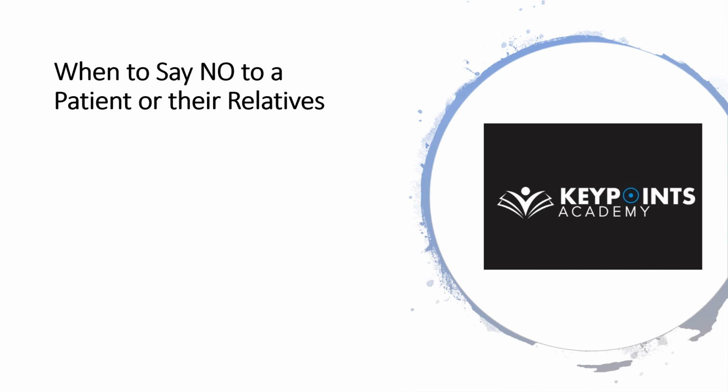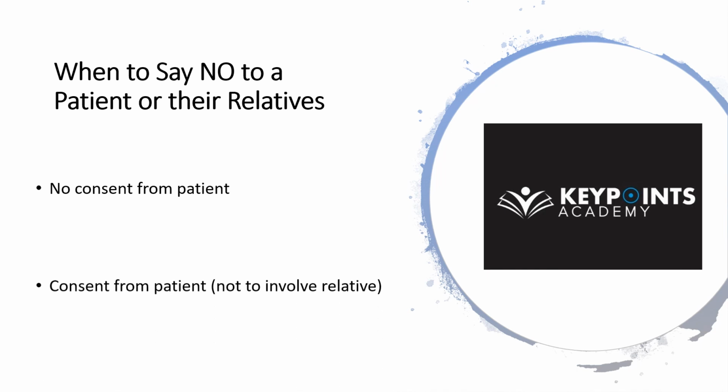Now, when do you say no to a patient or their relatives? There are times when we may hear certain requests from certain patients or relatives, and we'll just have to say no. When do you say no? When there is no consent from the patient to divulge their information. So if a patient has not given consent for us to discuss their clinical situation with their husband, wife, brother, sister, father, mother, children, or whatever relatives, if there's no consent for you to go ahead and discuss what is going on, then you should politely say no to that relative.